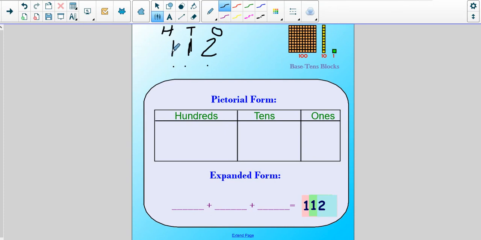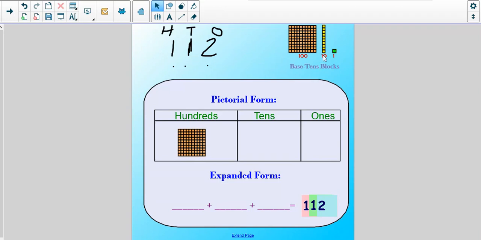For the 100s, we are going to represent it using 1 hundred flat. For the 10, we are going to represent it with 1 tens rod. For 2 ones, we are going to represent it with 2 cubes. Always label your picture to help you check your work. The value of 1 flat is 100, the value of 1 rod is 10, and each cube has the value of 1.